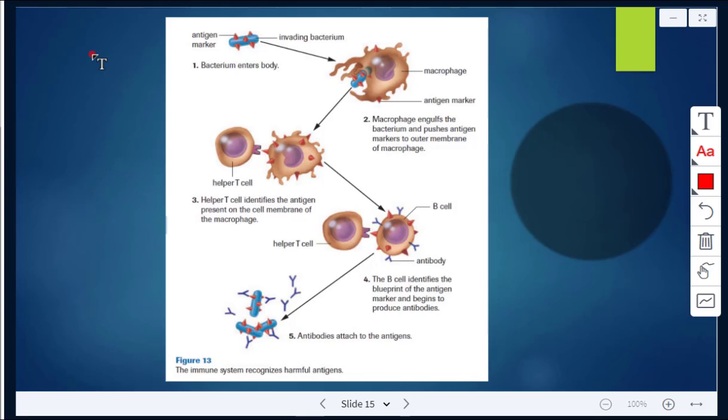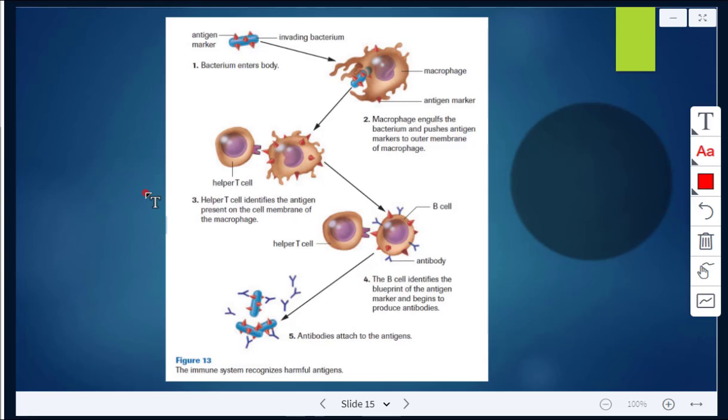All right, so this is just another diagram showing the immune system and how it recognizes harmful antigens. Here we have a bacterium, it enters the body, so it's past the first line of defense. Those are the markers, those red antigen markers, and the blue part is the bacterium, so it's invading. Here comes the macrophage. It's going to engulf the bacterium. It's going to push the antigen markers to the outer membrane of the macrophage. So you can see it's pushed out here. You can see them here as well.